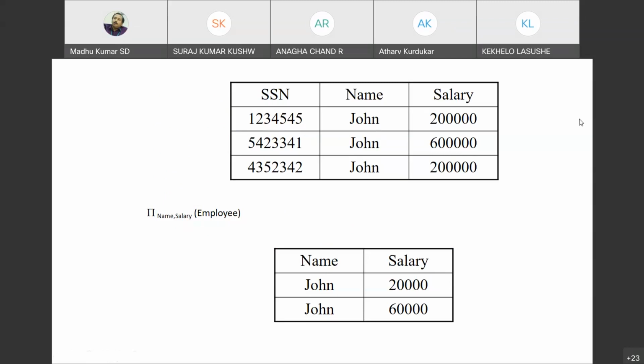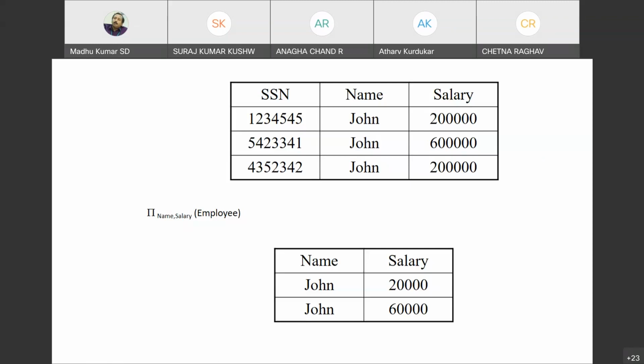So how are these selection and projection operators implemented in SQL, Chedana? How is this projection operator expressed in SQL? Sir, using the select keyword. Okay, so it is quite interesting to note that actually the projection operator is implemented using the select keyword.